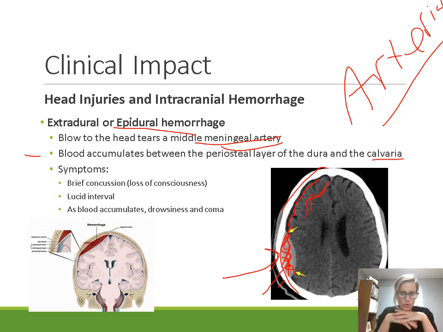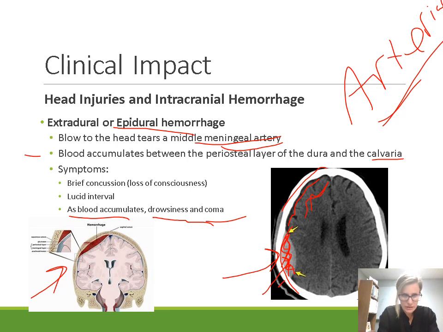Symptoms include a brief concussion or loss of consciousness, and then a lucid interval. So there's a brief loss of consciousness when the injury first occurs, and then a period of time where the patient seems lucid. They seem like they're doing okay. But as blood accumulates, and this happens relatively rapidly because this is arterial, more pressure on the brain occurs. The patient starts to feel really drowsy and then slips into a coma. This has to be evacuated. You need to evacuate the blood, as in drain the blood, and then occlude the torn vessel.